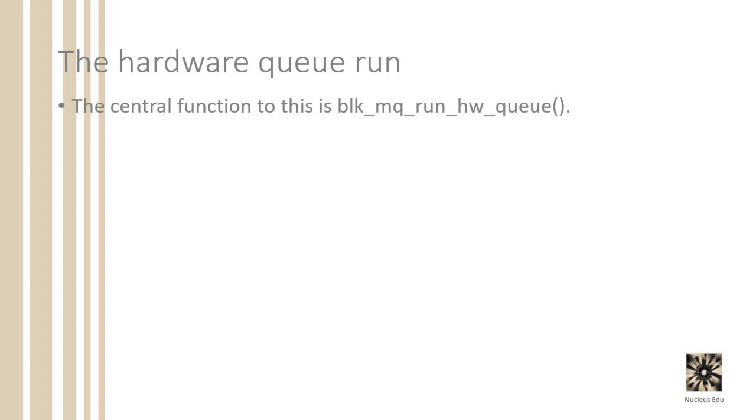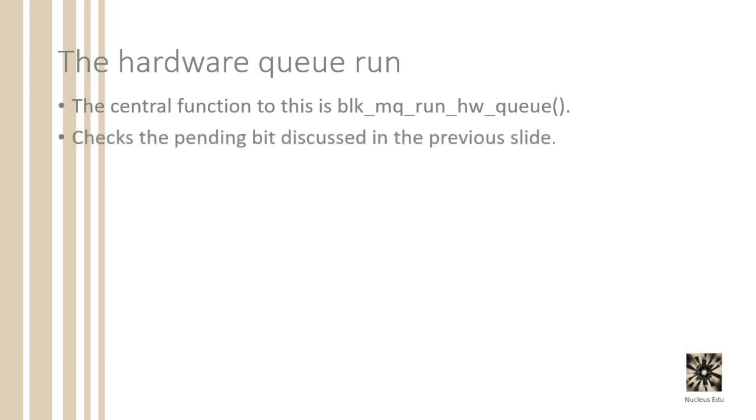So next we move on to the hardware queue run. The central function to this is this block MQ run hardware queue. That is the core of dispatching requests from the hardware queues to the device driver. Looking closely at this function, we see that it first checks the exact same bit that we just discussed, which means it checks whether there is a need to run the hardware queue or not. And when I say run the hardware queue, I mean whether there are pending requests in the software queue or not.